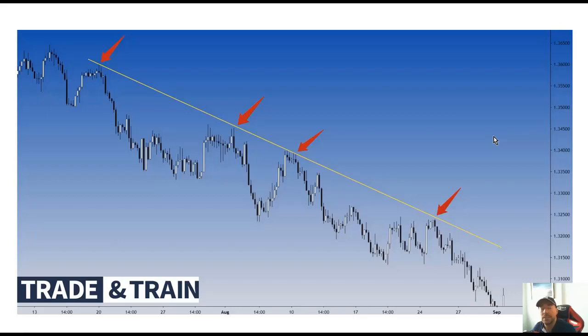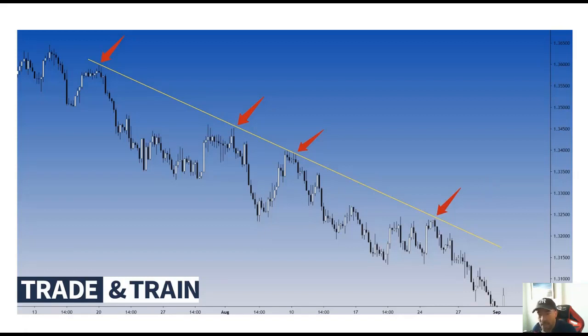In a downtrend, we connect those lower highs, as you can see. Okay, prices are making a high, lower high, lower high, lower high, and that's what we do. We connect basically as many of the wicks as we can with the trend line.